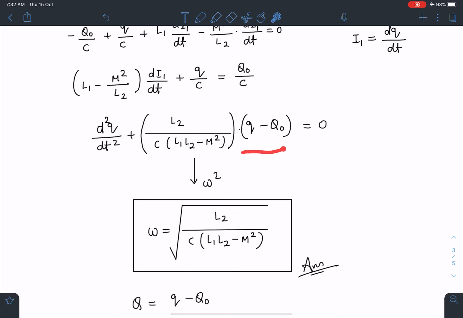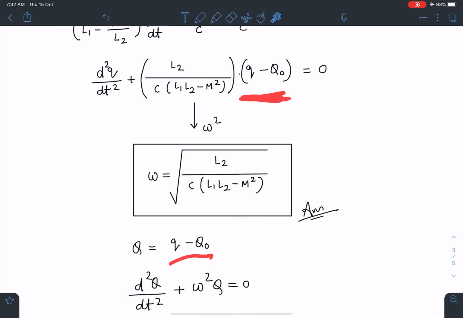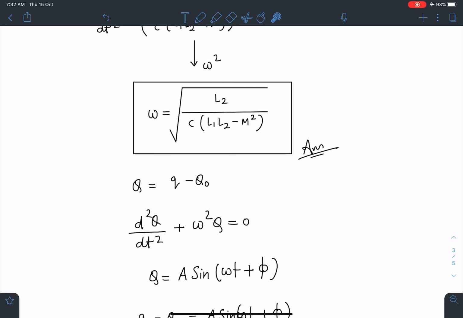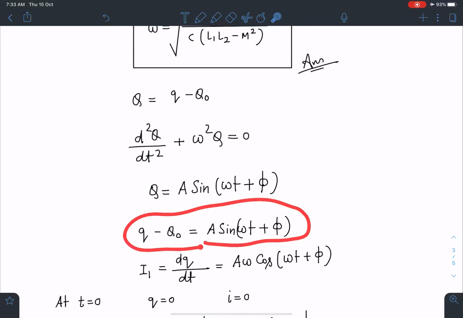Here capital Q is small q minus q naught. Then I can reduce this equation into a very standard form of SHM, which is d2Q by dt square plus omega square Q is equal to 0. And I know for this equation its solution is Q is equal to A sine omega t plus phi. Here this capital Q is small q minus q naught, so that should be equal to A sine omega t plus phi.